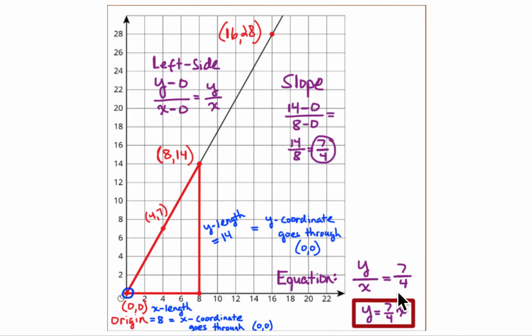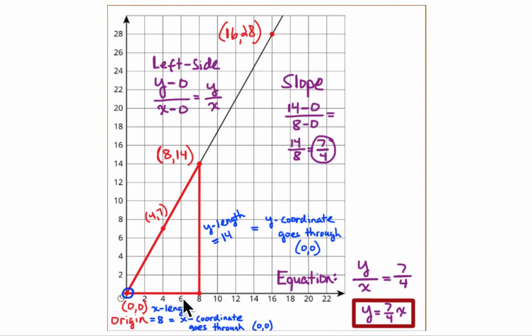And now if you just say in words what that means, it means that the vertical distance is 7/4 the horizontal distance. So the horizontal distance is 4/4, and the vertical distance is 3 more fourths of that. So if you take 8, you divide 8 into 4 equal parts. Each part is equal to 2.